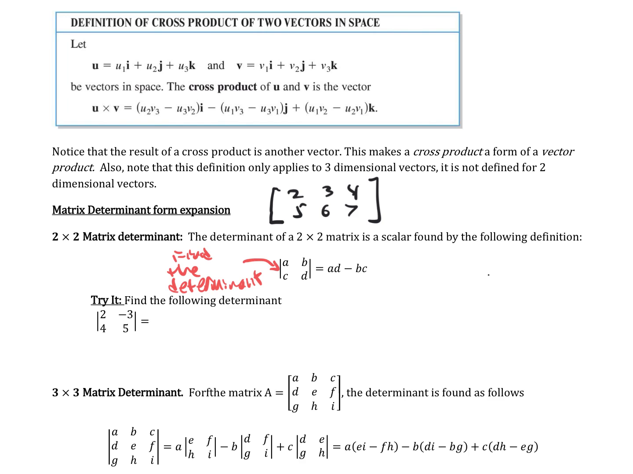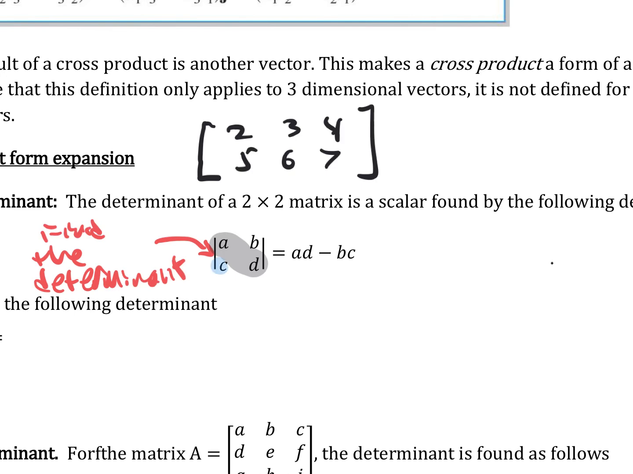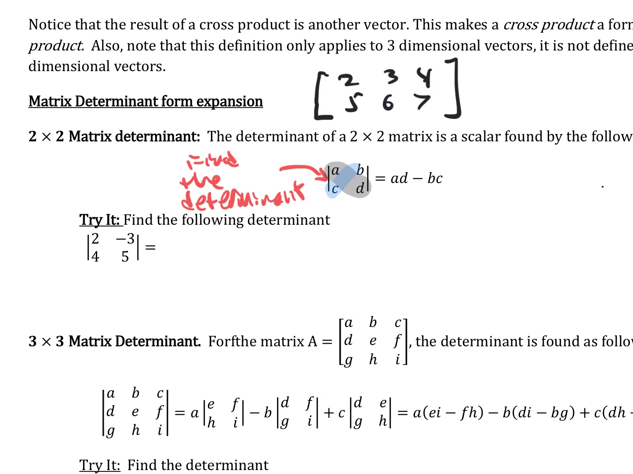And the determinant is defined as A times D minus B times C. Okay, so A times D coming from this diagonal going down to the right, minus B times C going the other way here. Okay, so that's called the determinant. Let's try it out. Try finding the determinant here of this matrix. So we got 2 times 5 minus 4 times negative 3. And that's 10 minus negative 12, which is 22. Now, I know that doesn't mean very much to you right now, but that's the determinant.